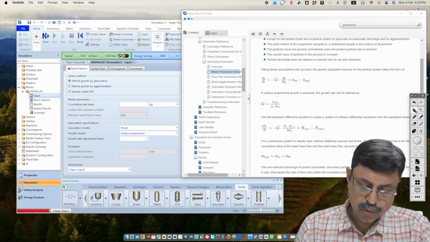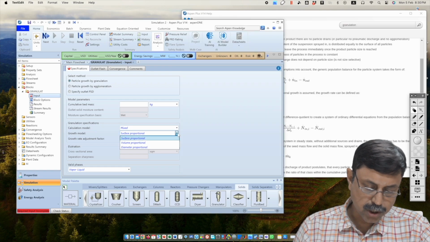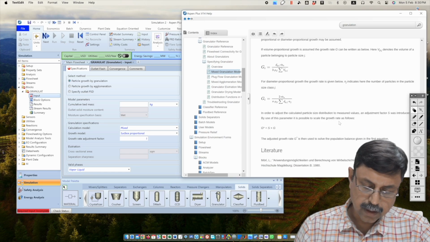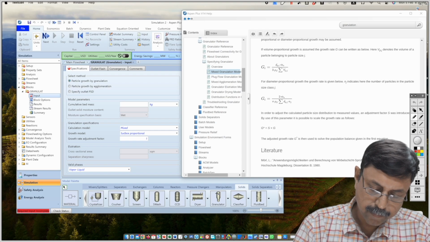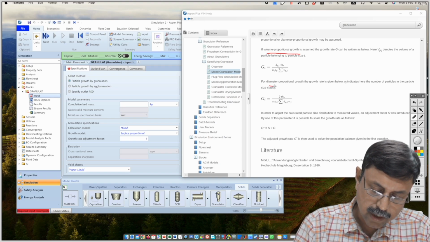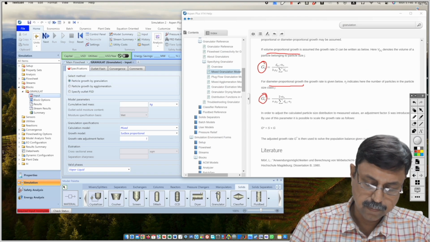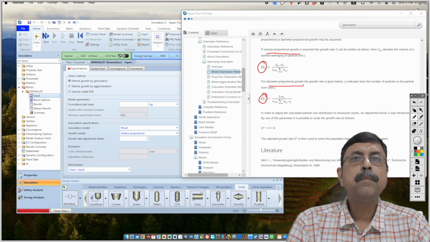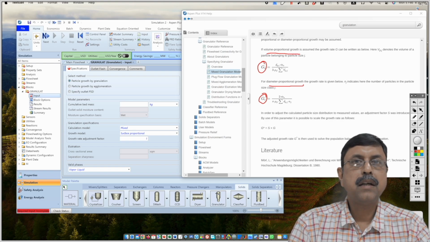Similarly, you have two other cases: volume proportional and diameter proportional. For volume proportional and diameter proportional models, you have to use these two equations. So this is for volume proportional growth and this is for diameter proportional growth, G_i for both. Here you will find two indices, one is i, another is j. Both of them refer to the size class in which the diameter of the particle falls.